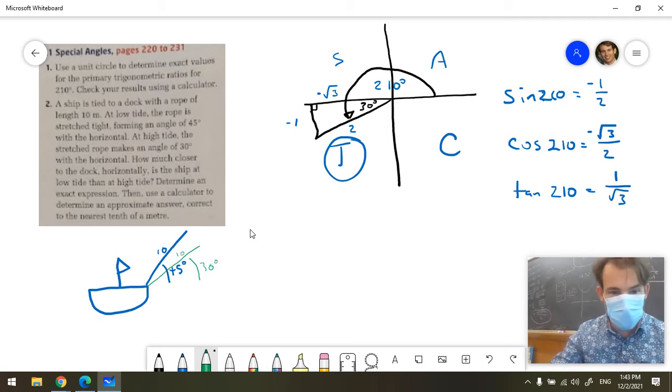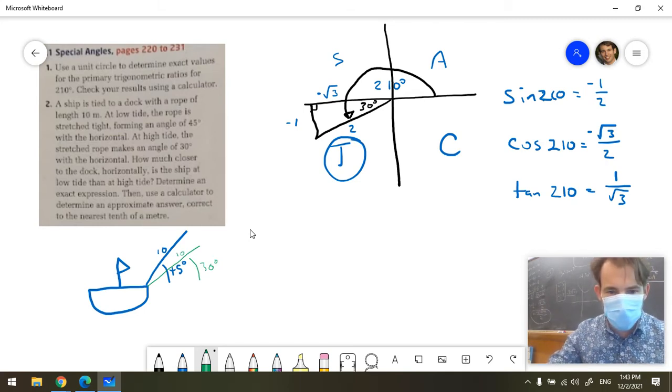Now, what I would like to do is draw two triangles, and I can sort of use that to imagine that this boat is further away when the rope is flat like that. So I want to know how much closer to the dock horizontally is the ship at low tide than at high tide. Determine an exact expression, then use a calculator to determine an appropriate answer.